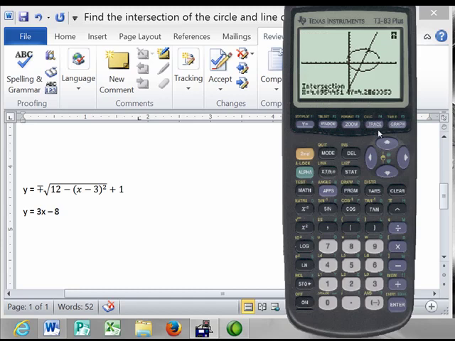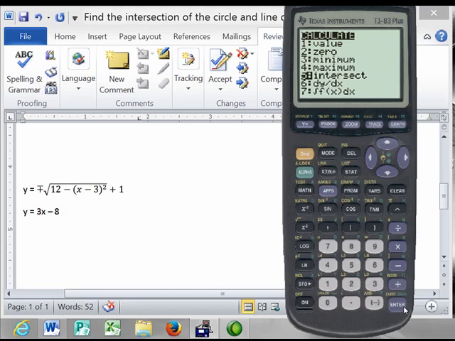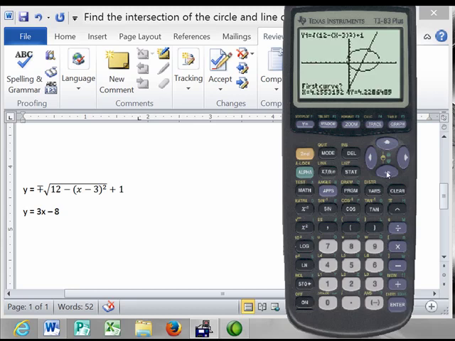The second intersection: second trace, intersect. Get to your line, get to your next circle, the bottom circle. Here we are. Hit enter. Second curve is your line. You want to be close to the line. So actually that's not on the line yet. And here we are on the line. I'll scroll down. So that's the second point. Hit enter. Yes. And then it will find that intersection as 1.9045 and −2.286.